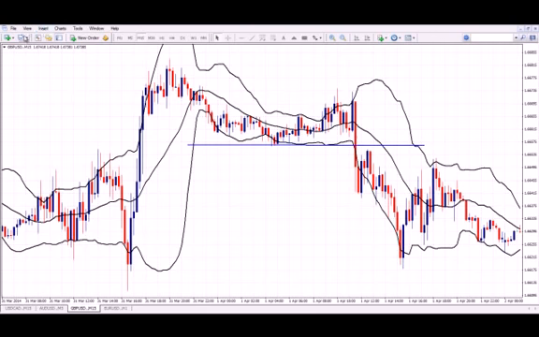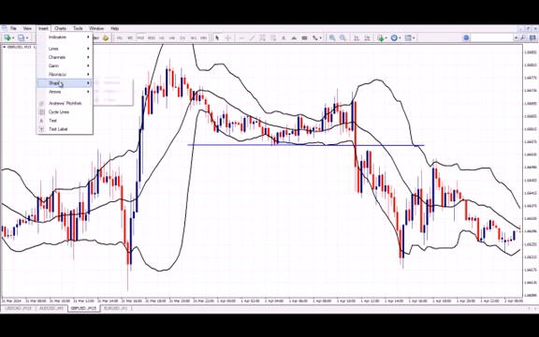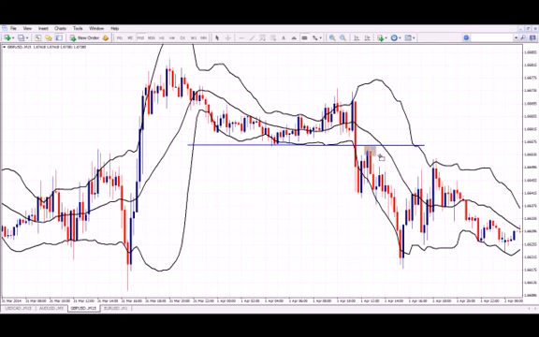Now, the actual entry on this signal will be right here when we come back and test this area of previous support as resistance. Now we are using support and resistance, swing highs and swing lows, and the Bollinger Band squeeze to trade a put option that would have ended up in the money in this case.